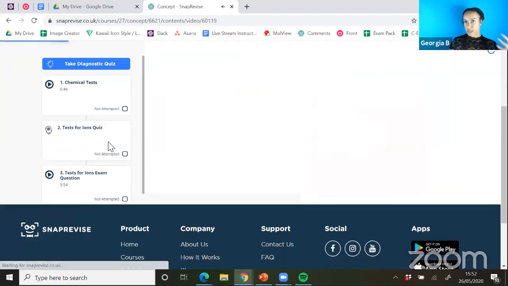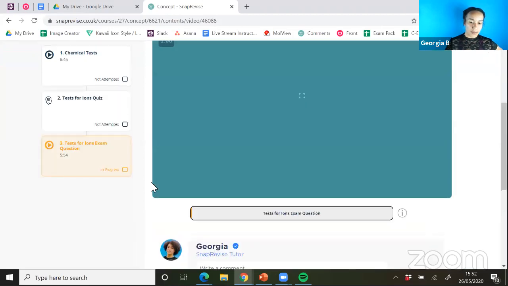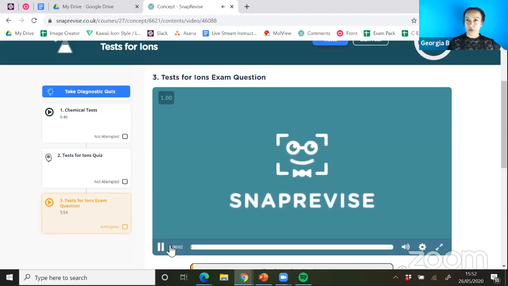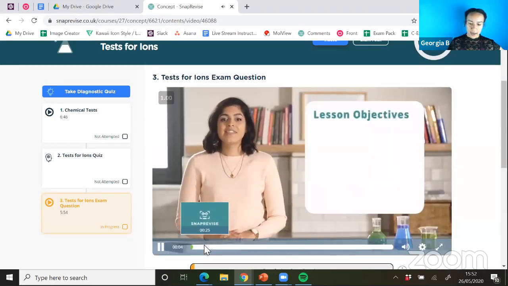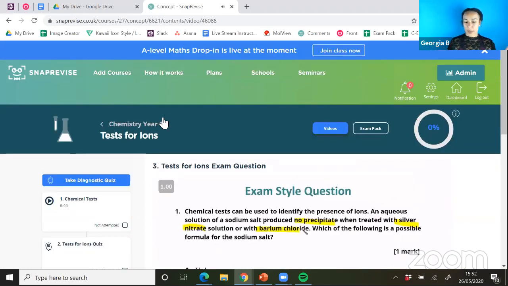And then you would do another quiz to make sure you actually understand what's happening, because sometimes when watching videos, you think you get it until you have to do a question, and then you find out that you don't. Then you could watch some exam question run-throughs to give you an idea of what the questions are actually going to look like in an exam, which can be really useful. That's our basic package.